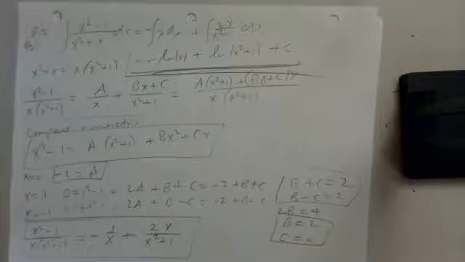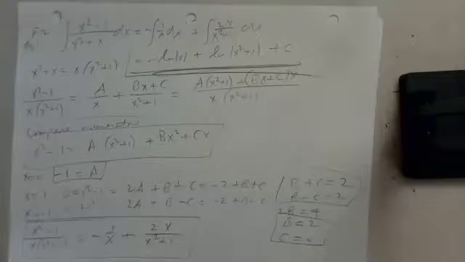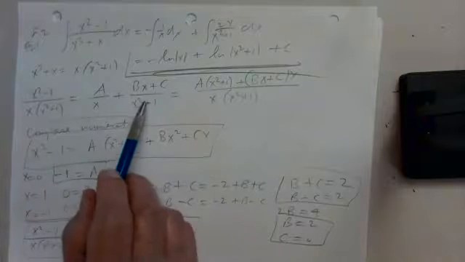Can we go back to where you got plus C? Like, where did the C come from? Sorry, where did what come from? The C in the beginning of the problem. You got A over X plus BX plus C.